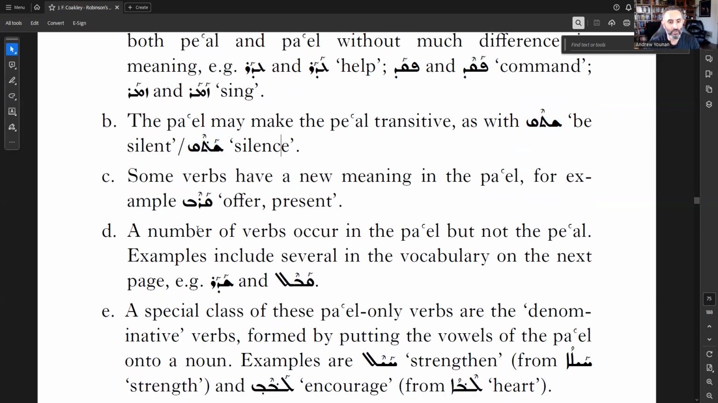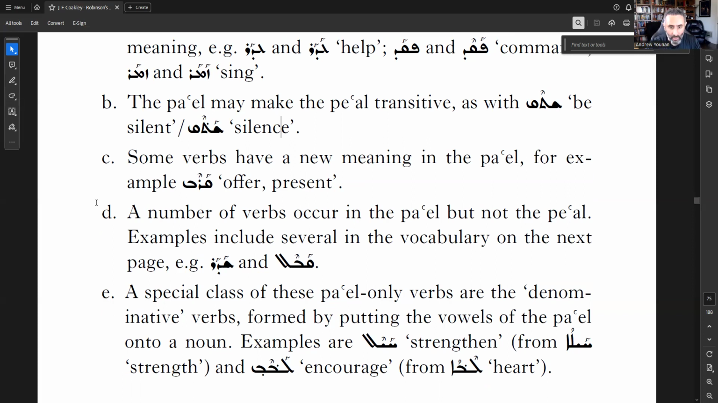Yeah. Some verbs have a new meaning in the pa'al. For example, qarru, to offer or present. So qra'u means to go near. Qarru is to offer something. A number of verbs occur in the pa'al, but not the other. So some verbs only have an intensive form. We saw that in Chaldean as well. Example includes several in the vocabulary on the next page. Shaddar, to send, only occurs in this conjugation, and qabbil.